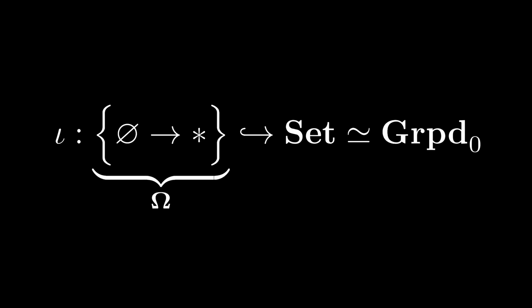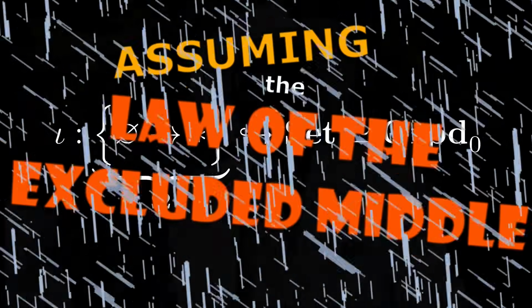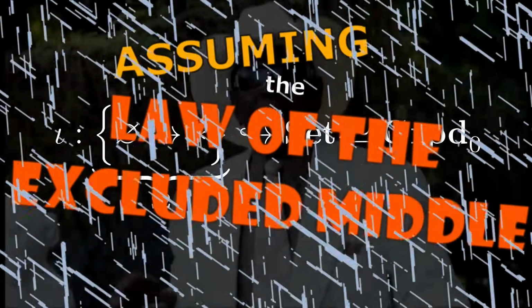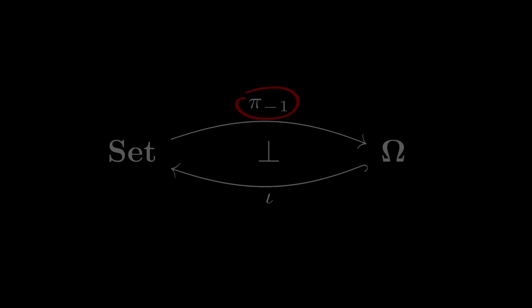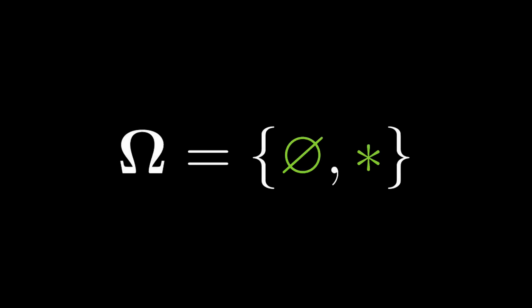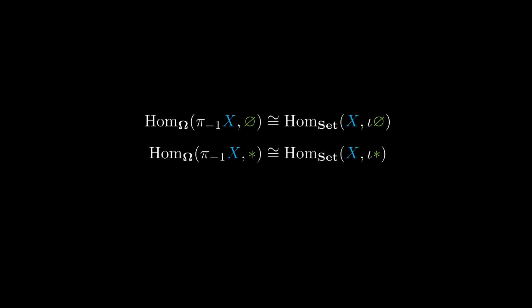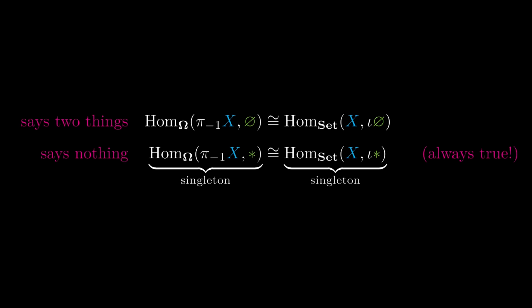Wait, hang on. This means that I'm assuming the law of the excluded middle, aren't I? Damn it! Anyway, knowing correctly that this map admits a left adjoint is enough to derive the map pi-1 from sets to omega. Since omega only has two elements, the adjointness condition basically says two things. Well, the two things the adjointness condition says come from the first correspondence. The second correspondence is always true by virtue of the fact that the singleton is a terminal object in both omega and the category of sets.